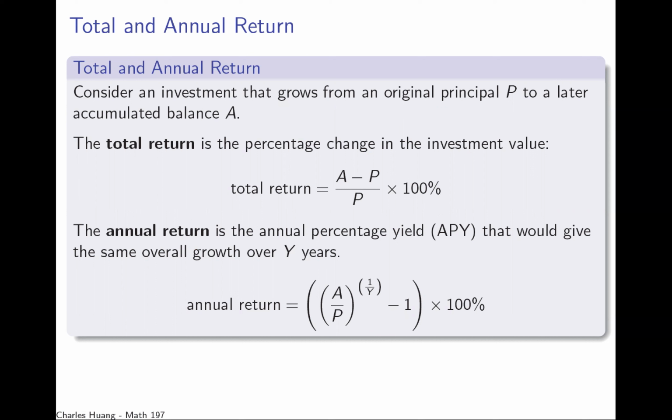When we calculate return, when we calculate how much our money is growing, there are two different types of returns we can calculate. One is the total return. The total return tells us how much the money grew in total. But most of the time, we're not that interested in the total return. Most of the time, we're more interested in the annual return. That's the annual percentage yield. That's the growth that we can get every year. And this is a formula, and we'll be providing you with this formula on the exam as well.